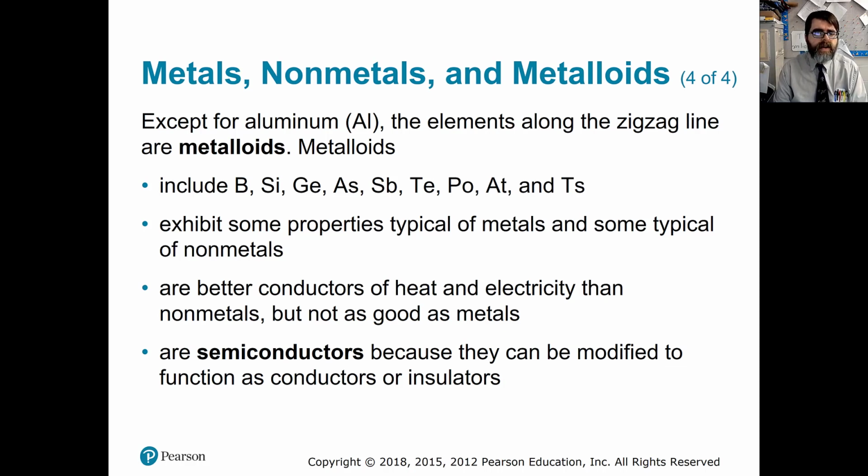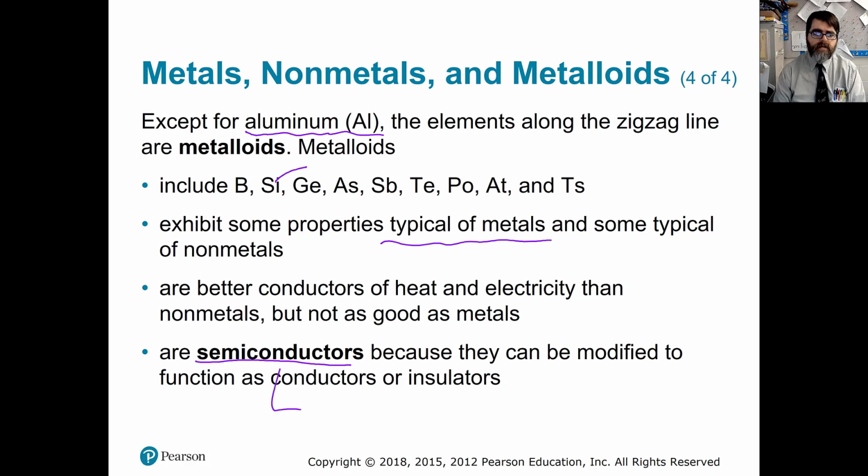As I mentioned already, your major exception for the metalloids is aluminum. Otherwise, if they're touching the zigzagging line, we're going to consider them metalloids, and they have properties that are typical of both. A great example is silicon: it is super shiny but brittle, and it's a good conductor under some conditions. It's part of why we use them to make semiconductors.